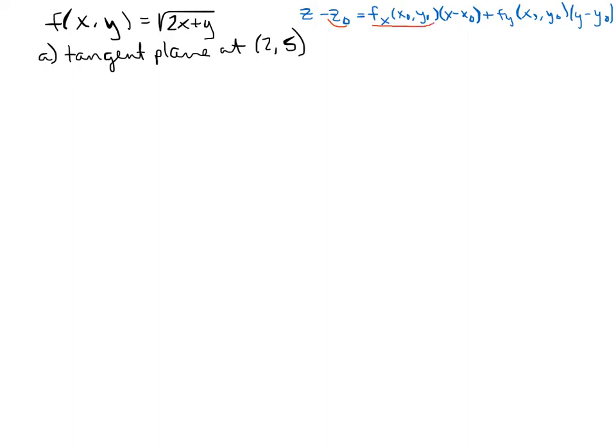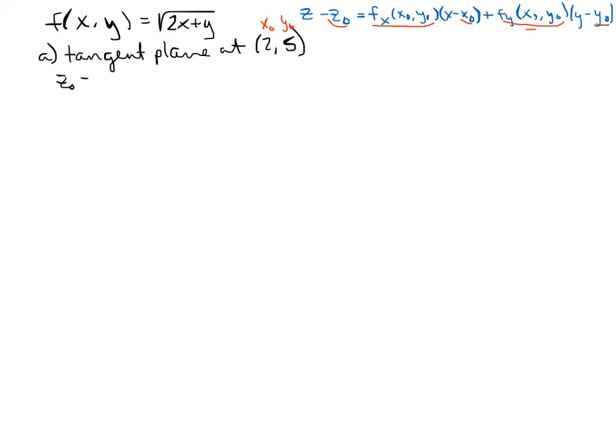We're going to have to find the partial with respect to x at x naught y naught, and the partial with respect to y at x naught y naught. x naught and y naught are given because they're right here. There's x naught, it's 2, and there's y naught, that's 5. That's our starting values for x and y.